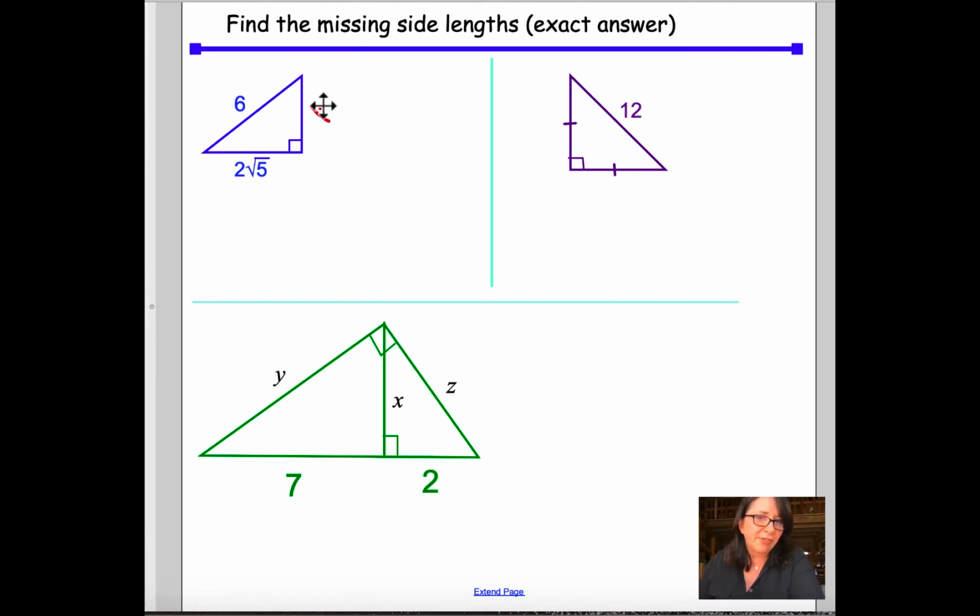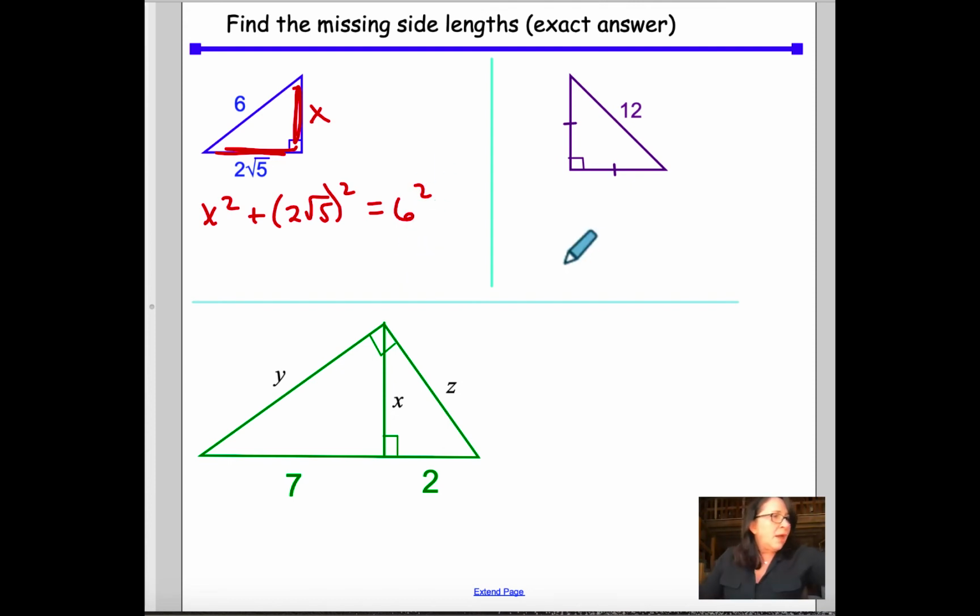For this problem, you do need to know how to use the Pythagorean Theorem. In order to find this extra side, the missing side, which is a leg, you've got leg squared plus leg squared is equal to my hypotenuse squared. So I have x squared plus quantity 2 root 5, quantity squared, is equal to 6 squared.